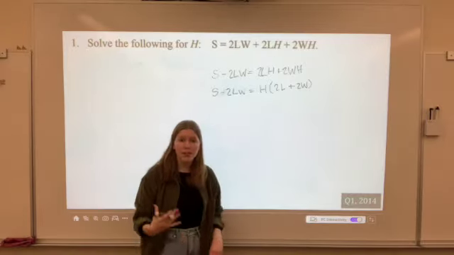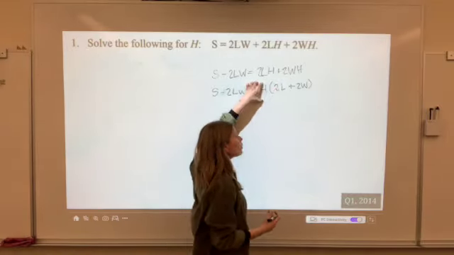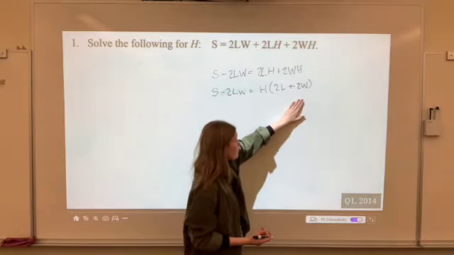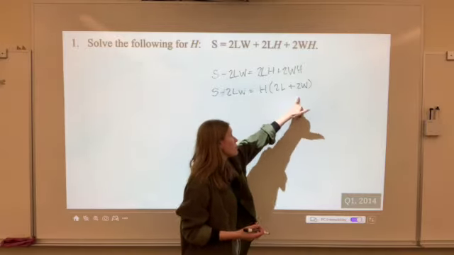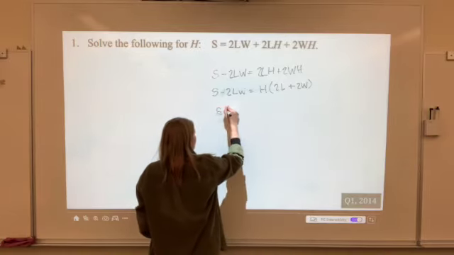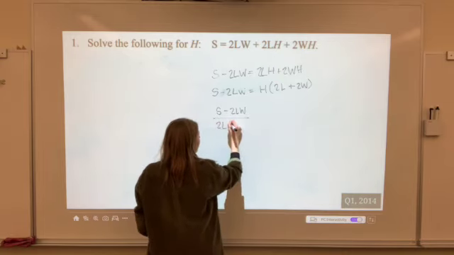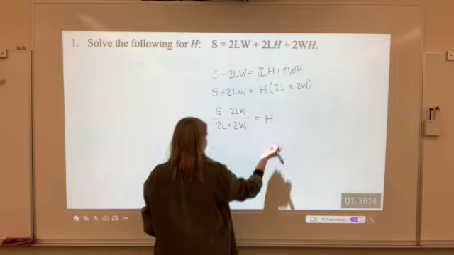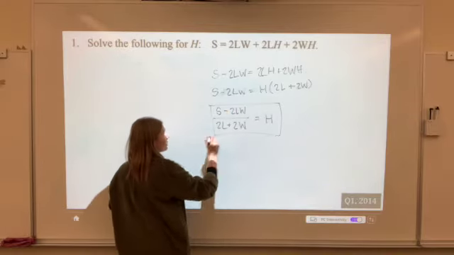Again, I found a common factor between all of these terms, and I pulled it out. So if I were to distribute it again, they would be equal. So now, I'm solving for h. Well, let's divide both sides by 2L plus 2W, so I can isolate h. So we get S minus 2LW over 2L plus 2W is equal to h. Can't do any more simplifying, so that is your final answer.